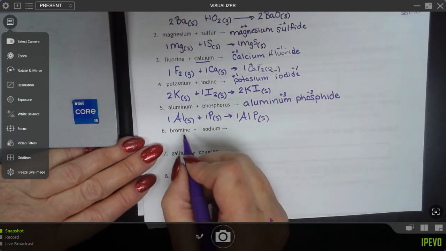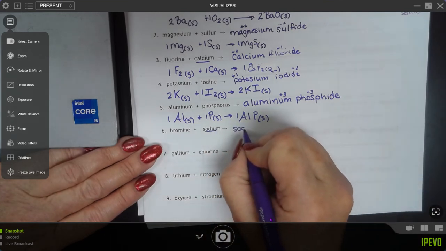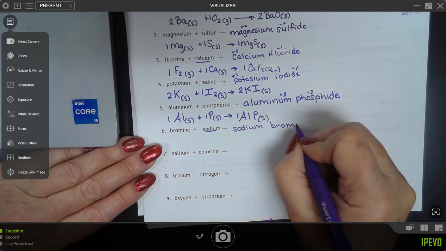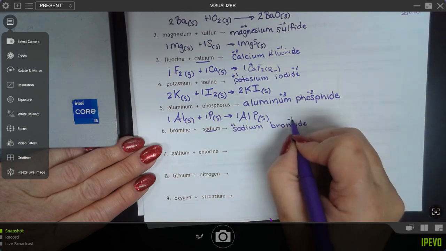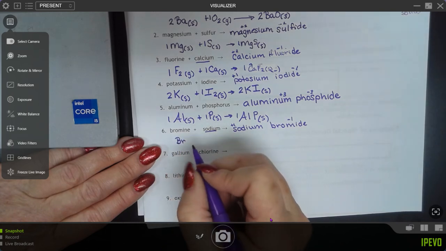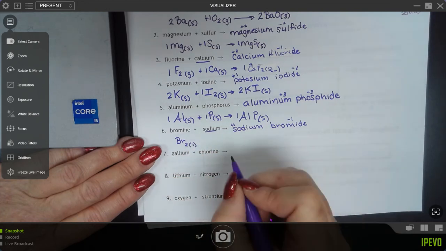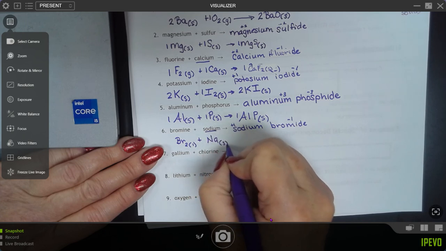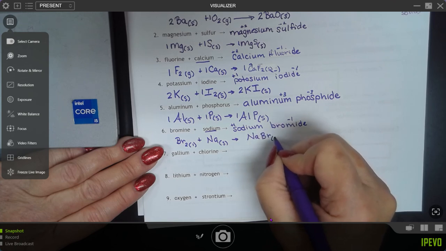Moving on. Bromine and sodium. Sodium is the metal here, so we end up with sodium bromide. Sodium forms a +1 ion, bromide a -1. So we're going to have bromine. Bromine is one of the 7 diatomic elements, so Br2. Bromine is one of the only 2 liquids on the periodic table. And then we have sodium, which is a solid, and we produce sodium bromide solid.